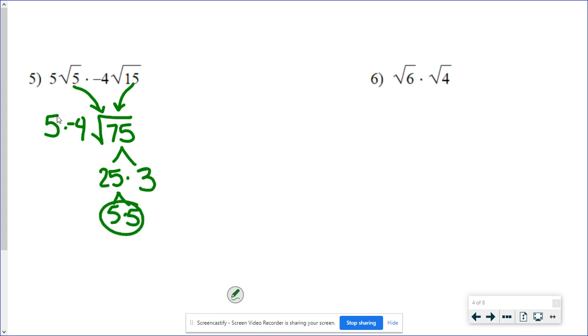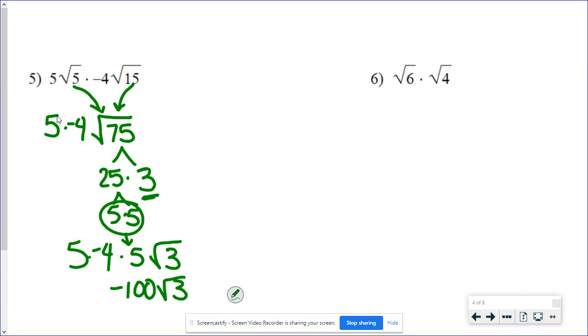That's going to break out. 3 stays inside. So I had a 5, and I had a negative 4, and then I'm going to break out this 5, and I have this 3 left over. So this is going to be a negative 100.